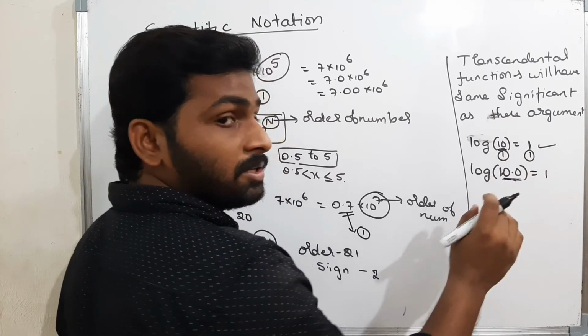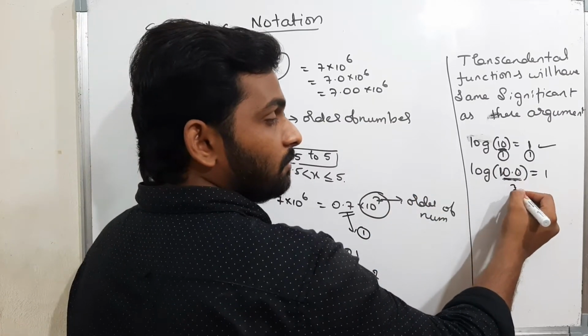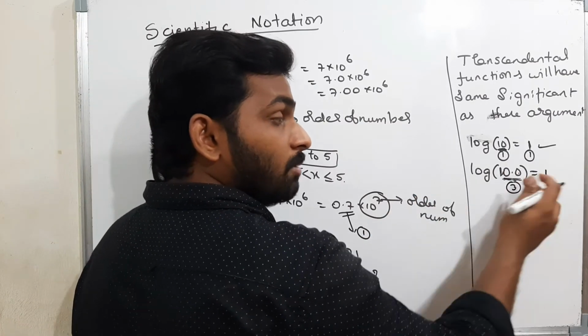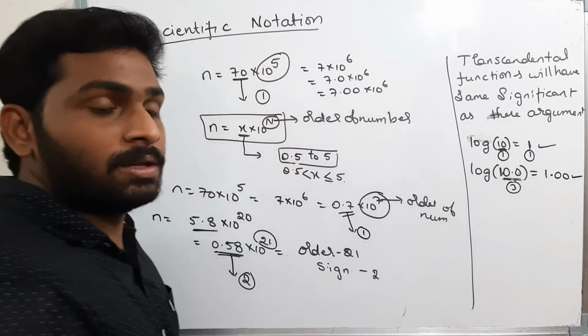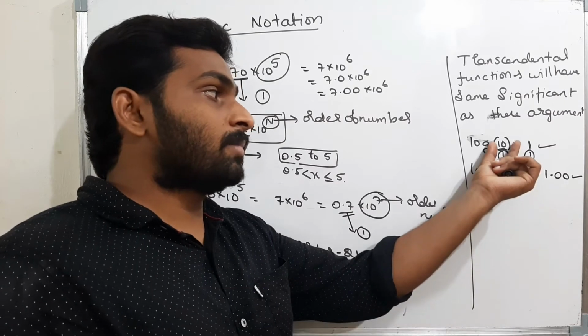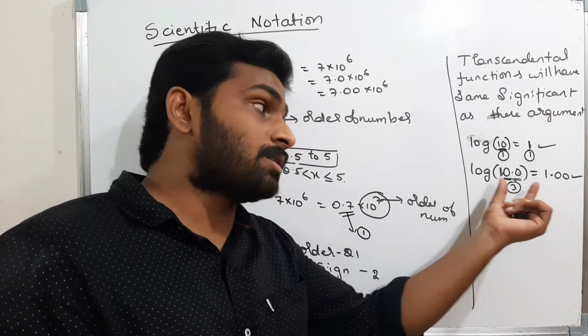10.0. If there is a decimal, the right side zeros are counted. Therefore, the number of significant figures is 3. The answer also should have the same number of significant figures. That is 1.00 is the answer. Thus here, these are known as arguments. The value should have the same number of significant figures as the arguments.